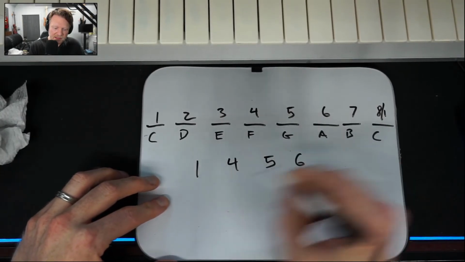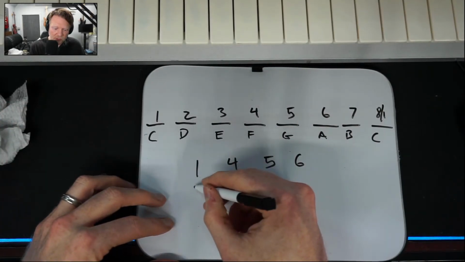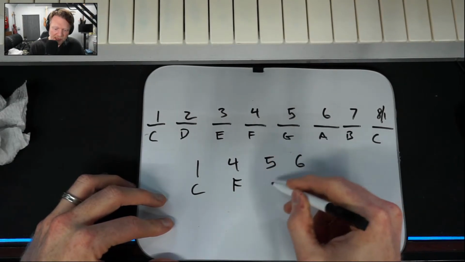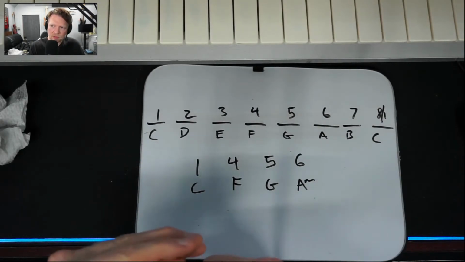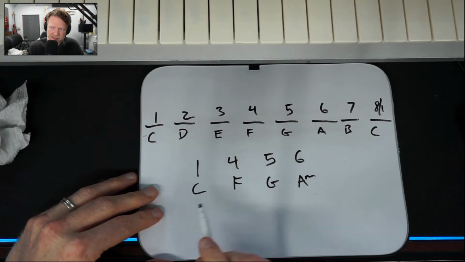So if you have the 1, 4, 5, and 6 chord progression and you know the C major scale, you would say, okay, our chords are C, F is the 4, G is the 5, and the 6 is A minor, which we'll talk about how to determine in the future. But basically, it's very easy to know what the chords are.